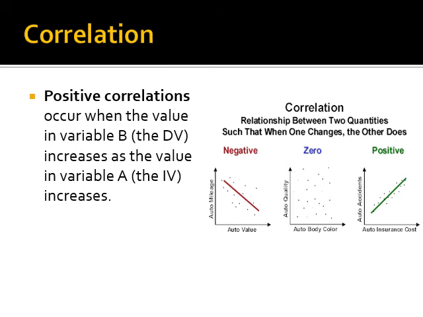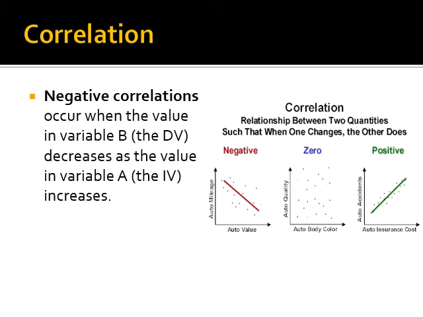So let's look at positive correlations first. Positive correlations occur when the value in variable B, known as the dependent variable, increases as the value in variable A, the independent variable, increases. So looking at auto insurance cost for positive correlation, that green line, it looks like as more auto accidents occur, a person's auto insurance cost increases.